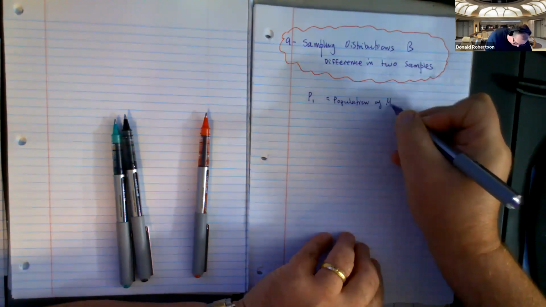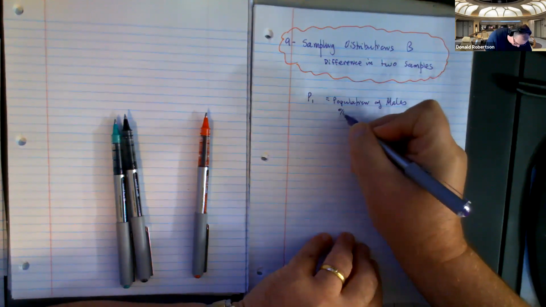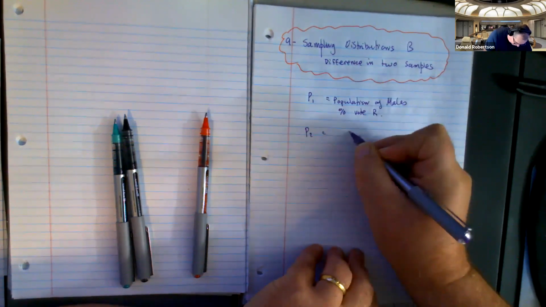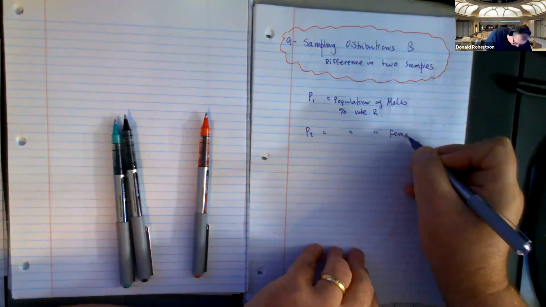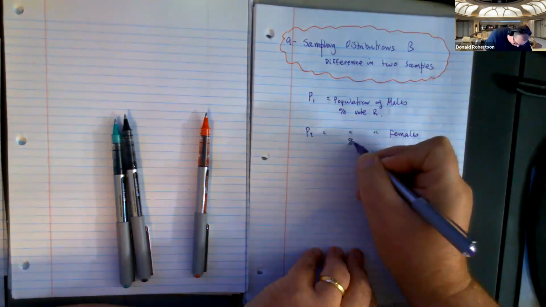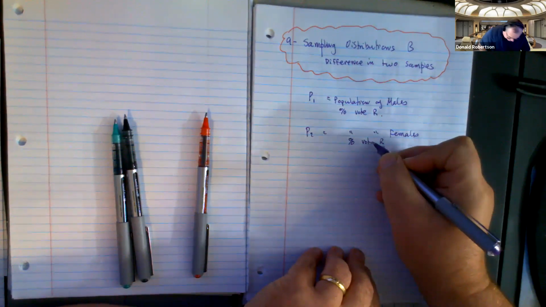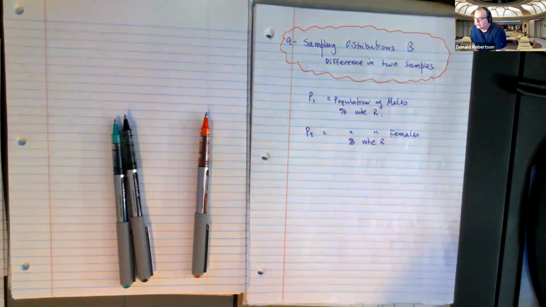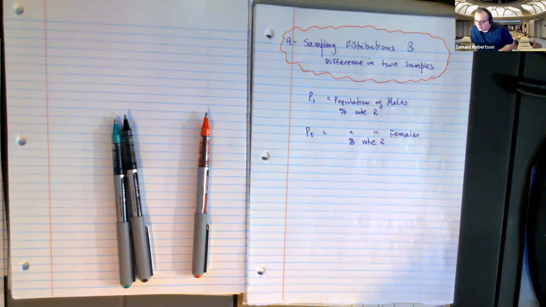P1 can be the population of males, and in particular, the percentage that are going to vote Republican. P2 is the population of females, that's where you're getting your data from, and it's going to be the percentage who vote Republican. And so what you're interested in is, is there a difference between the two? We're not so much interested if 20% are going to vote Republican or 99% are going to vote Republican in either group. What we're interested in is, is there a difference between them?